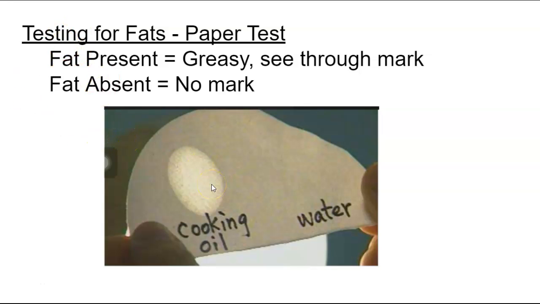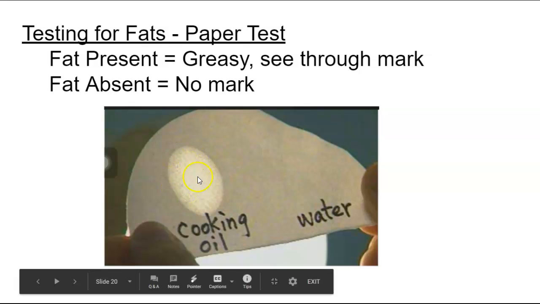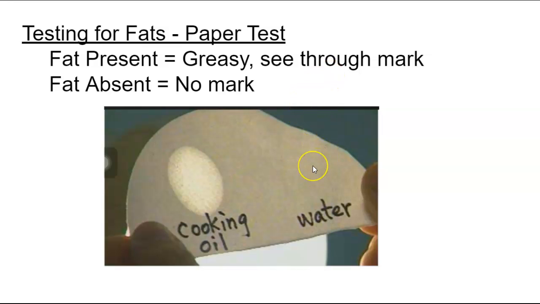We get out a piece of paper, or sometimes we use like a brown paper bag. And what we do is we take some of that food and we wipe it on the paper, and then we let it dry. So any of the water is going to evaporate in there. Any of the oil doesn't evaporate. So if we hold it up to the light, we should be able to kind of see through it, have a greasy mark. So you see here, we've got cooking oil, we can see through it. And if there's no fat, like water doesn't have any fat, we won't really see a mark, okay?